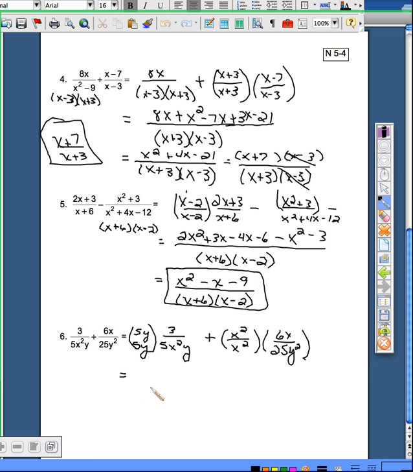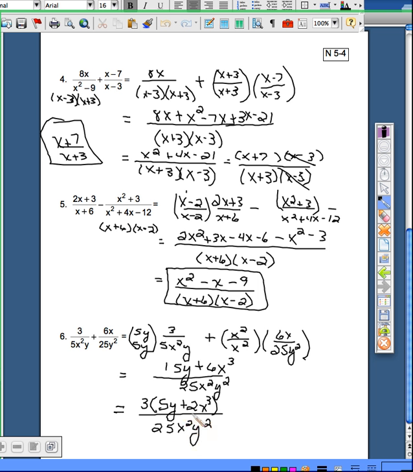So once we do that multiplication, we have 15y plus 6x cubed, all of that over 25 x squared y squared. All right, we need to factor the numerator. We really can't do much with it, but we can factor out a greatest common factor, which is 3. And that'll leave me with 3 times 5y plus 2x cubed over 25 x squared y squared.